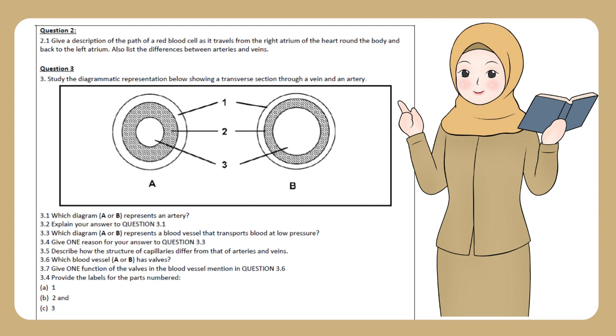3.5 Describe how the structure of capillaries differs from that of arteries and veins. 3.6 Which blood vessel, A or B, has valves? 3.7 Give one function of the valves in the blood vessel mentioned in question 3.6. 3.4 Provide the labels for the parts numbered A1, B2, and C3.